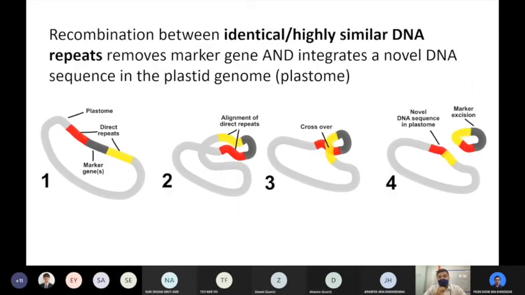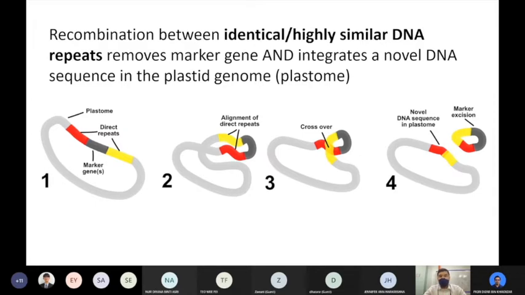But what we also found out is about recombination when we put DNA repeats inside the DNA cassette. These DNA repeats have either identical or highly similar sequences, as shown in number 1 here. So if you have the DNA cassette integrated into the host genome, let's say this rubber band looking thing is the plastome, or plastid genome, and it has the marker gene in the middle, flanked by DNA repeats that are highly similar in terms of sequence.